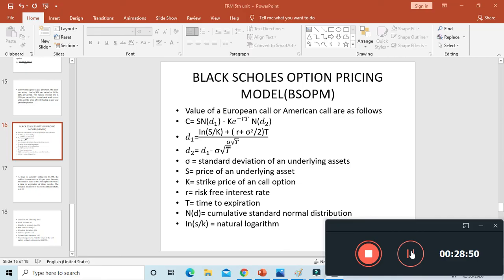I'm going to give you the important questions also. This Black-Scholes option pricing model is very important, so do concentrate on this. If you have any doubts regarding this, do ask me.